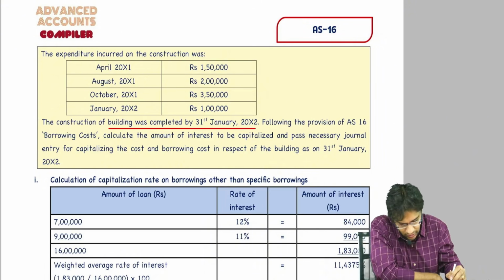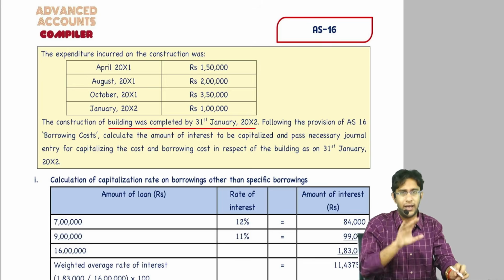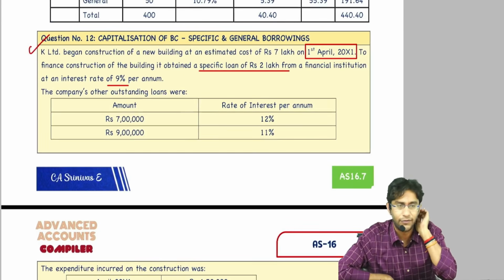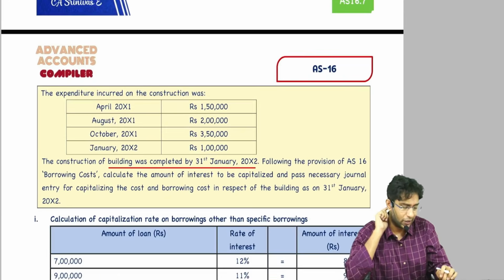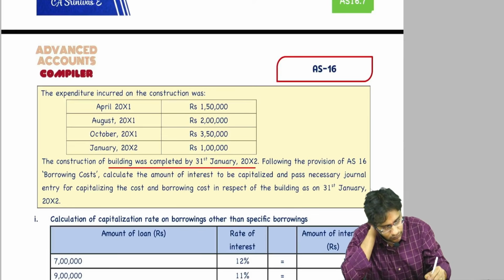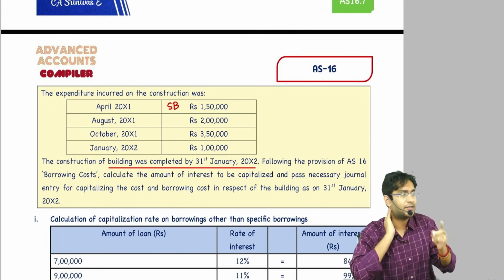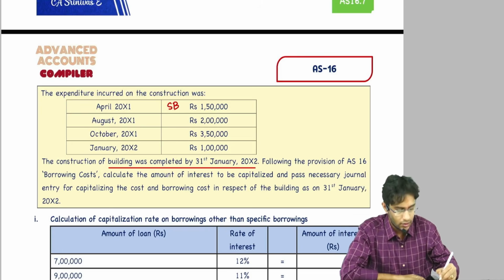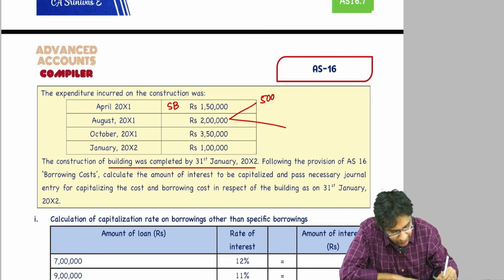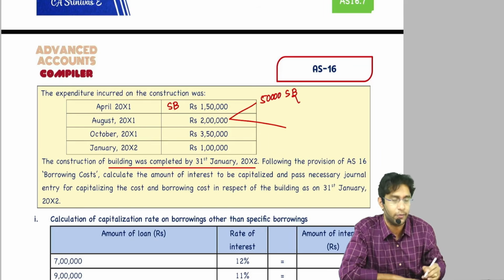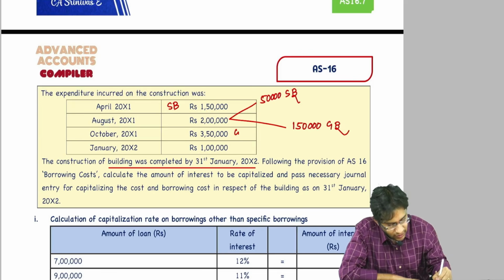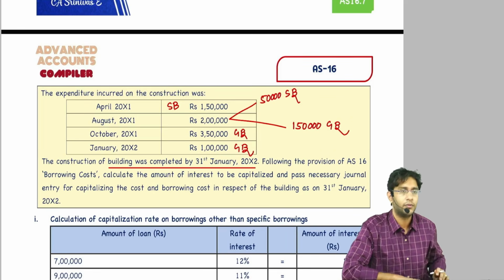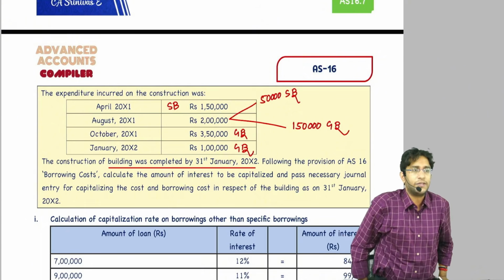Careful. Following the provisions of AS 16, he'll ask you how much you can capitalize. It's no big deal. Tell me, sir, what is the specific borrowing amount? 2 lakhs. How much did you spend on the first day? 1,50,000. This is totally out of specific borrowing. Second installment you spent how much? In this 2 lakhs, 50,000 rupees is out of specific borrowing. Remaining 1,50,000 rupees is out of general borrowings. Do you understand, sir? Your specific borrowing is how much? 2 lakhs.